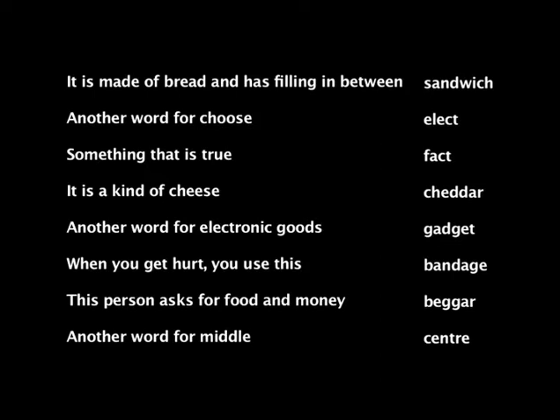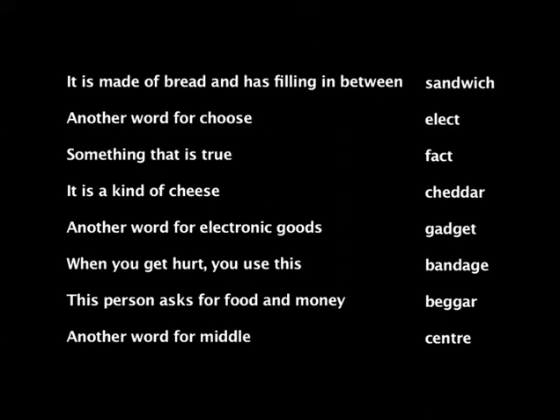Good. Next, it is a kind of cheese. The right answer is cheddar. Next, another word for electronic goods. The answer is gadget. Did you say gadget? I don't like it. Drop your jaw, please. Gadget. Good. Next, when you get hurt, you use this. Bandage.